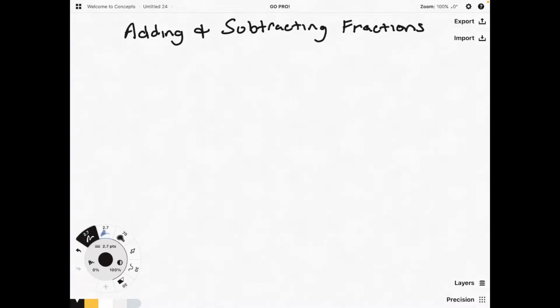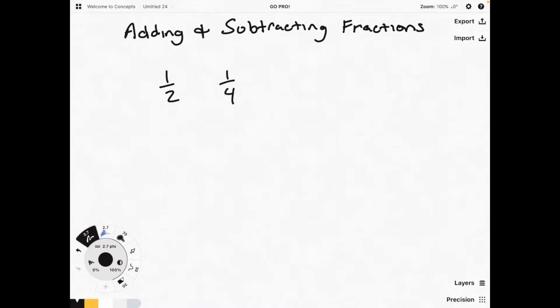Hello, today we are going to be looking at adding and subtracting fractions. As we know, a fraction is not a whole number. A fraction describes how many parts of the whole number there is. So with that, you might have 1/2 or 1/4.